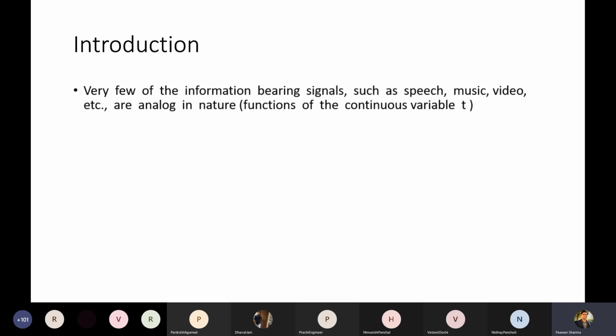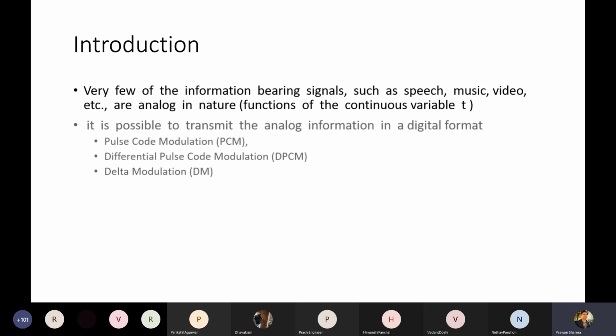This is all about information, how it is in different forms, and it is a function of the continuous variable time t. t is the independent variable. So when we are transmitting analog information into digital format, popular choices are PCM. We have seen differential pulse code modulation.